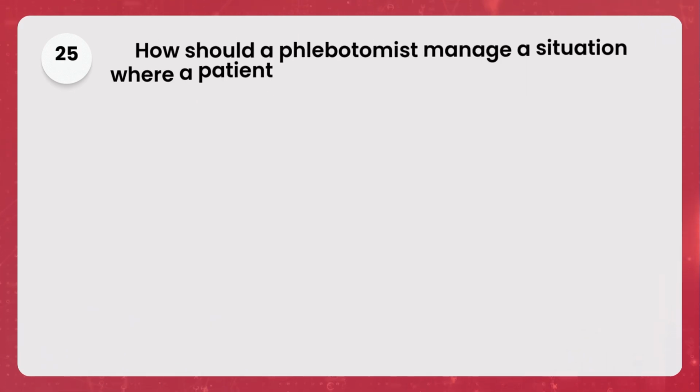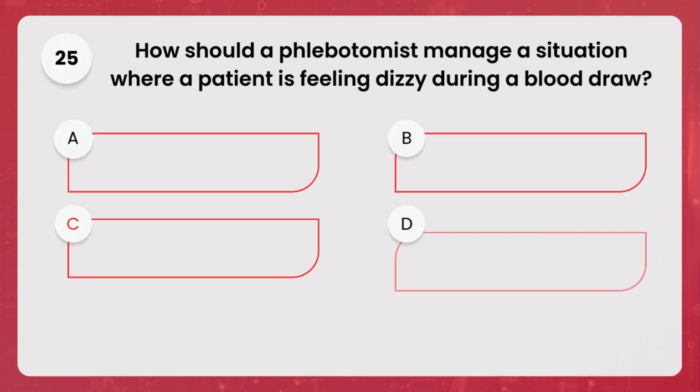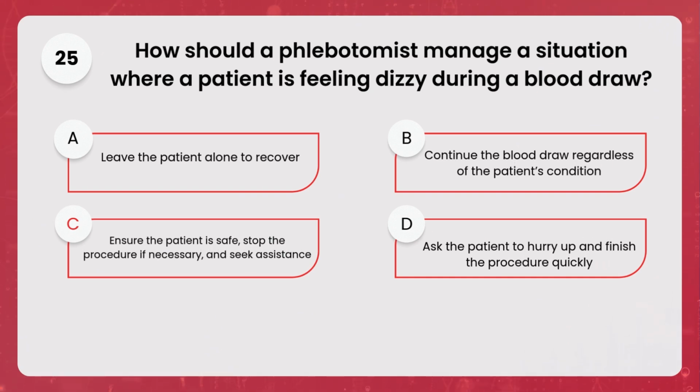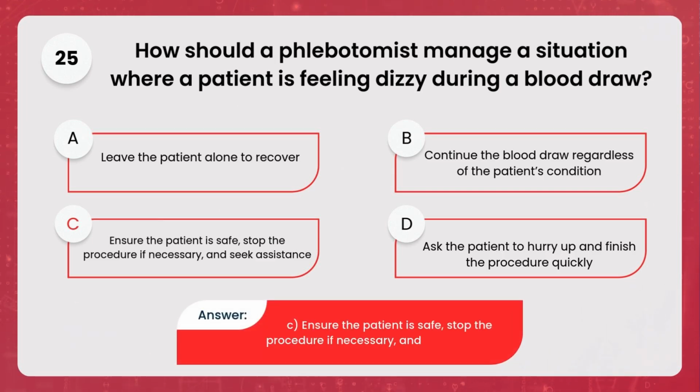Number 25. How should a phlebotomist manage a situation where a patient is feeling dizzy during a blood draw? A. Leave the patient alone to recover. B. Continue the blood draw, regardless of the patient's condition. C. Ensure the patient is safe, stop the procedure if necessary, and seek assistance. D. Ask the patient to hurry up and finish the procedure quickly. The answer is C. Ensure the patient is safe, stop the procedure if necessary, and seek assistance.